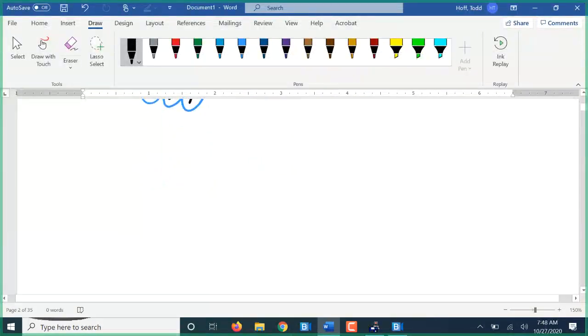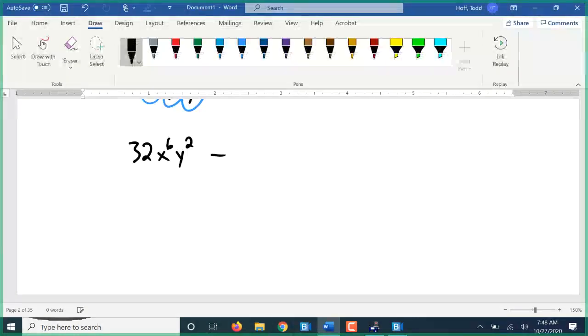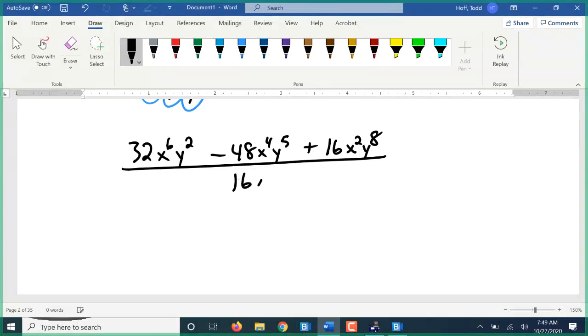And then we might have something like this. 32 x to the 6th y squared minus 48 x to the 4th y to the 5th plus 16 x squared y to the 8th divided by 16 x squared y squared. Give that one a shot. We'll go over that in about a minute.